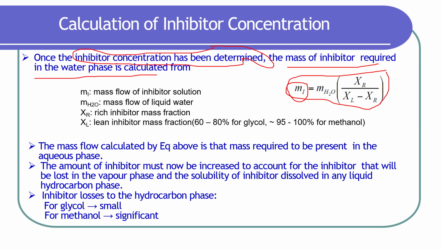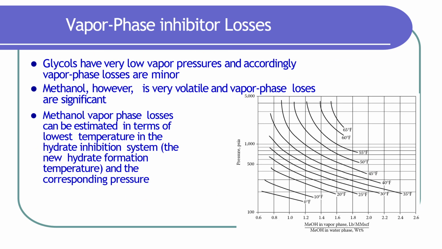Now, inhibitor losses in the hydrocarbon phase will be very small for the glycol, but will be very significant in the case of methanol. And it's very similar to the vapor phase losses as well. If you are using methanol, you will have high loss of material to the vapor phase. Now, for the losses in vapor phase, as we explained earlier, methanol and ethanol, specifically methanol, which are chemical inhibitors, will evaporate because they are highly volatile. They will evaporate in the gaseous phase. The glycol also will evaporate, but not like the methanol. Methanol will evaporate at a much higher rate than the glycol. Therefore, the losses of the methanol in the vapor phase will be very high.